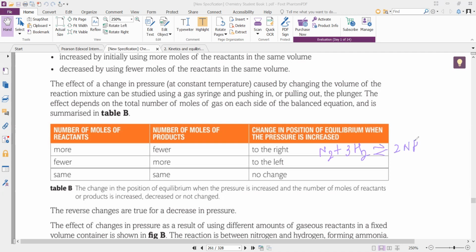So here I have an example as well. This one shows that the left hand side has 4 gas molecules, right hand side 2. I2 and H2, 2HI.